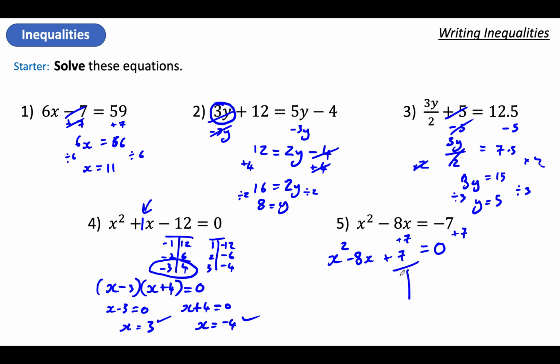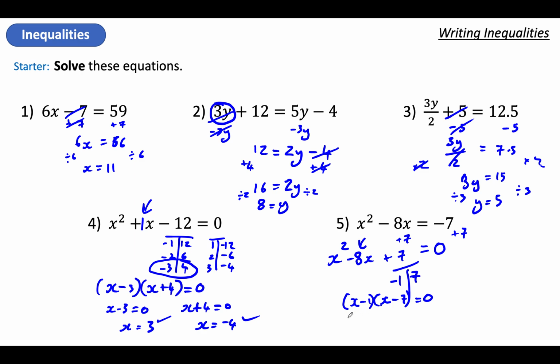Or factor pairs for 7, sorry, that'll be 1 times 7, and that's the only one. Now, 1 times 7 is positive 7, but I need to make the coefficient of x negative 8. That's only going to happen if both these numbers are negative. And that's fine, because when two negatives multiply, they make a positive. So they'll make positive 7 when they multiply, negative 8 when they add. And let's put that in brackets. So x minus 1 and x take away 7 equals 0.